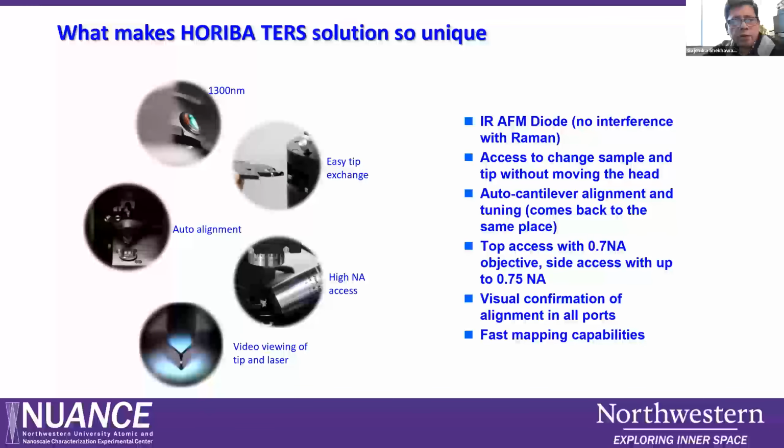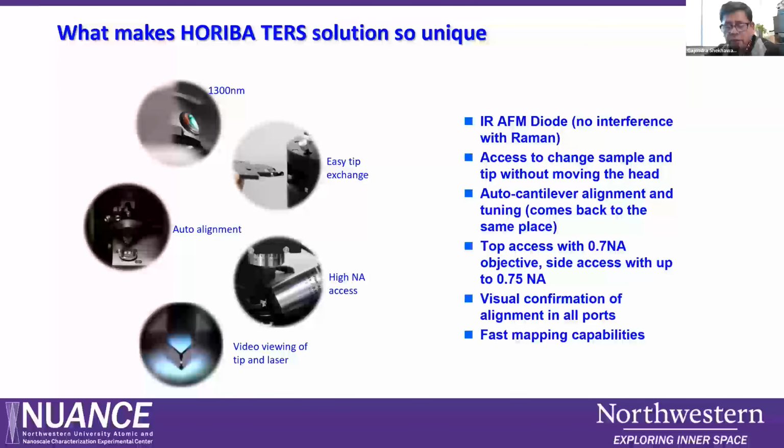So you can see it uses a 1300 nanometer laser. This is an IR laser basically for AFM feedback, so it doesn't interfere with the Raman lasers. Pretty easy tip alignment and exchange, auto alignment of the lasers, and everything is automated. Then we have high numerical aperture objectives. Then we have the top views, side views, cameras to view the lasers. So basically you can align the lasers and all those things.